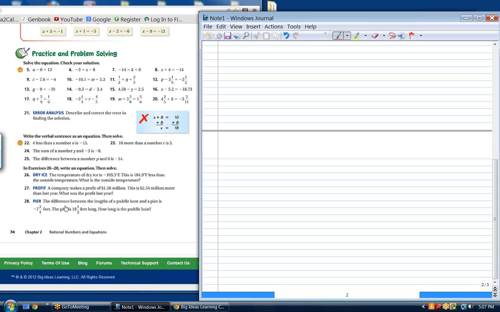I guess what they're trying to get you to do here is the paddle boat minus the pier is minus 7 3/4 feet. I guess. I think that's what they're going for. In other words, they want you to list it in the same way they list it in the sentence. They list the paddle boat first and the pier second. So the algebraic representation of that is paddle boat minus pier. Although that's not really true.